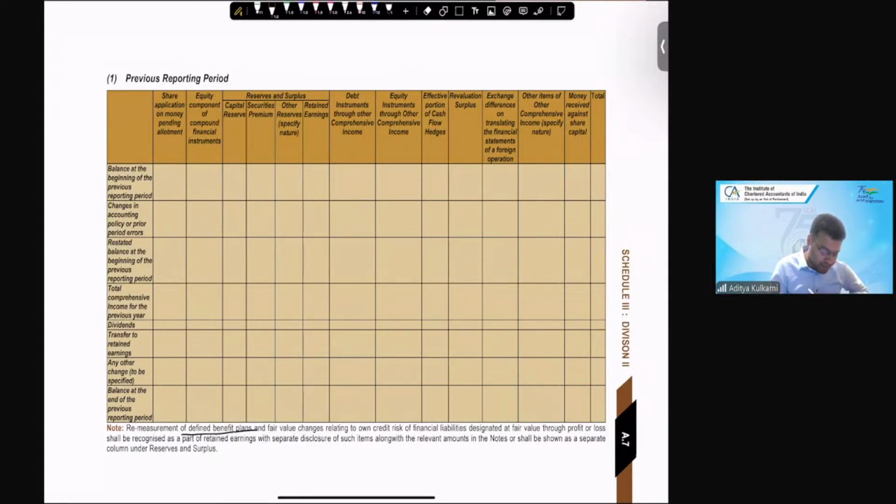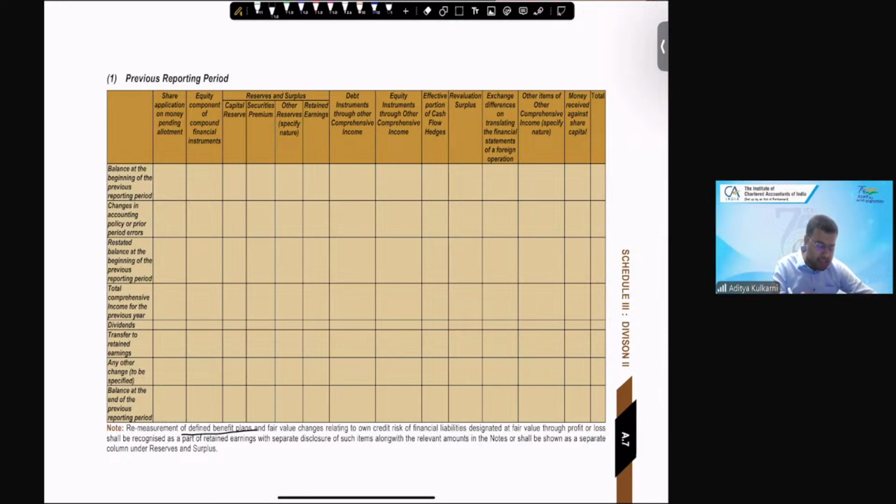Now, remeasurement of defined benefit plans. You remember in Day 19, we had seen changes in actuarial assumptions. Yes, sir. In Day 19, we did a question where actuarial assumptions changed. We took the salary increment, which was 1 crore, to 1.5 crore and then did the working.